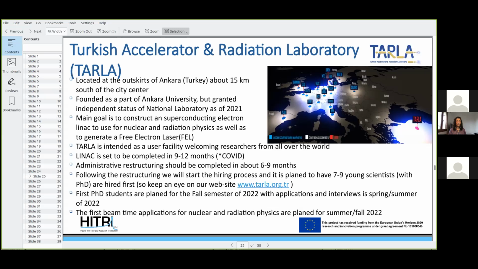Tarla is designed and intended as a user facility, with the intention of welcoming users from all over the world. The LINAC, provided COVID doesn't interfere again, is set to be completed in about 9 to 12 months. It was in fact supposed to be completed at the end of this summer, but we are now almost one year delayed due to COVID. The administrative restructuring should be completed in about 6 to 9 months.